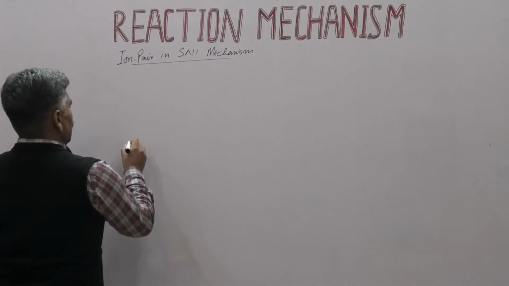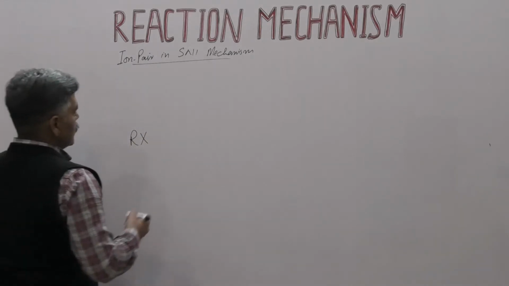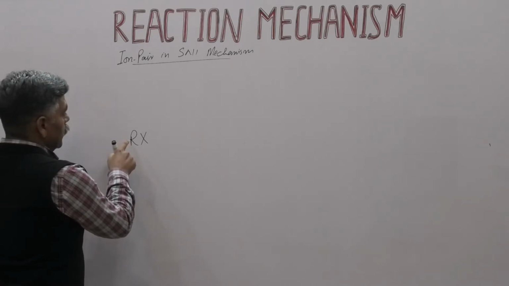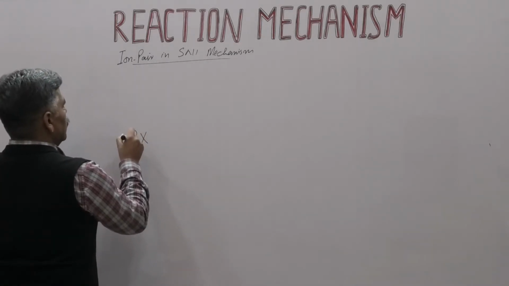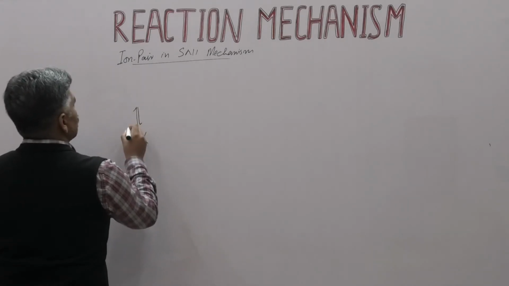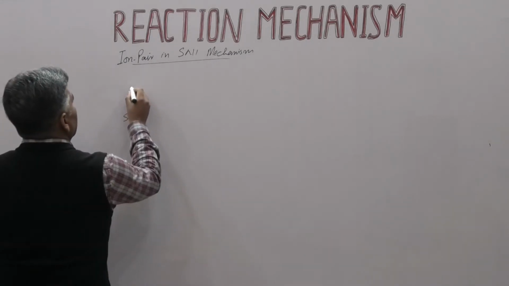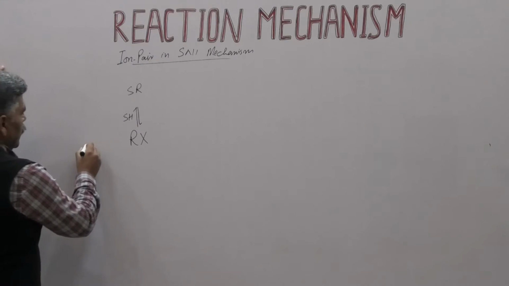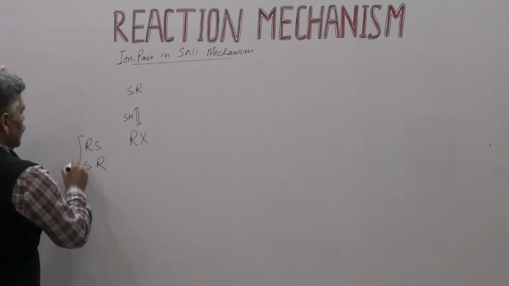Let's consider this is RX, and suppose this R is a chiral carbon. Here we have R and X. So this is our substrate, the reactant. Keep in mind right now this R is optically active. It contains a chiral center, a chiral carbon, and it is optically active. So suppose at this stage solvolysis occurs. This is the solvent molecule. If we have SR, and when I write RS, RSR, these two are enantiomers.